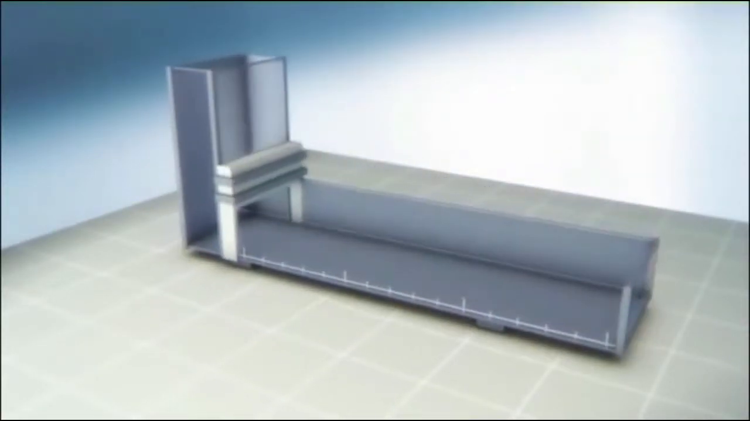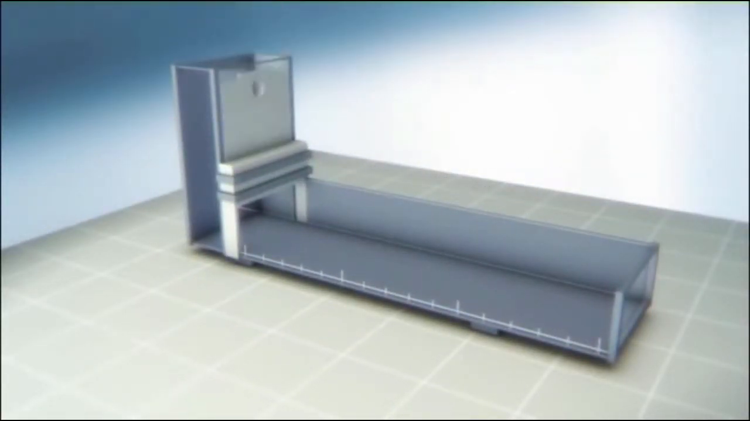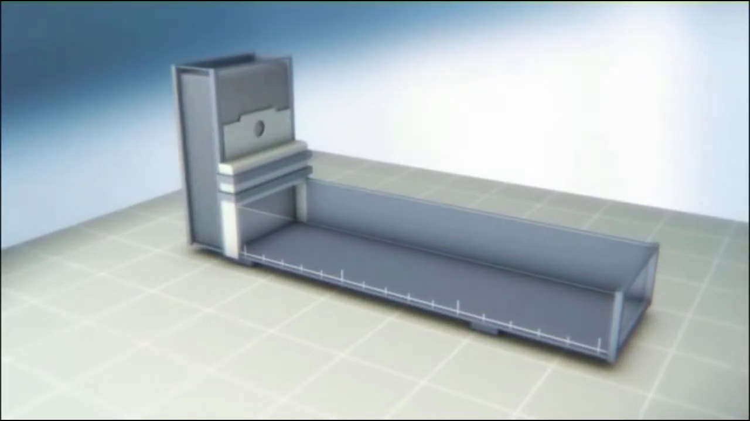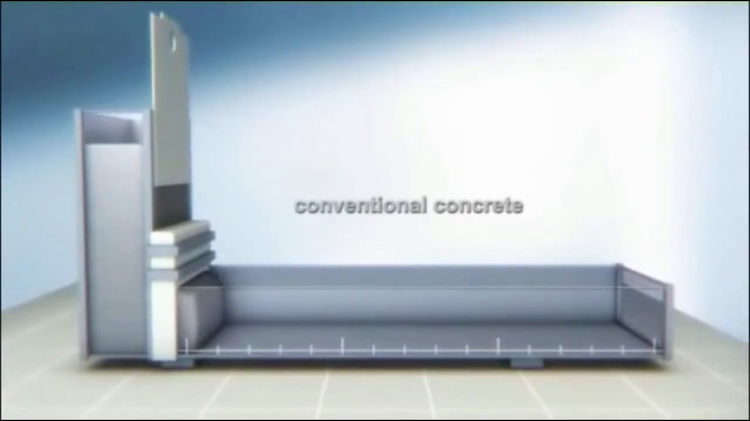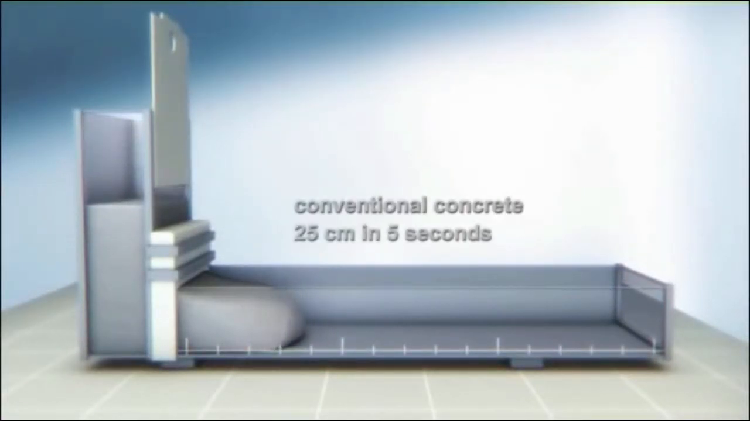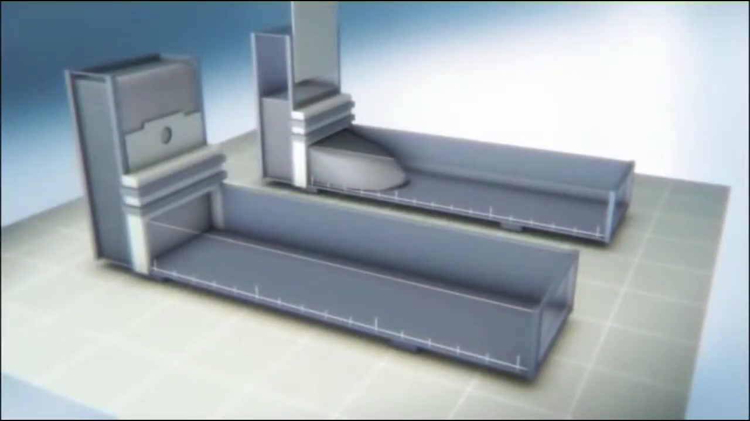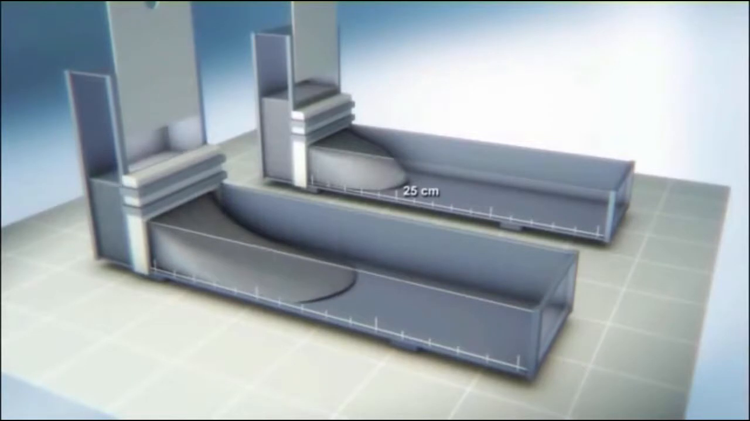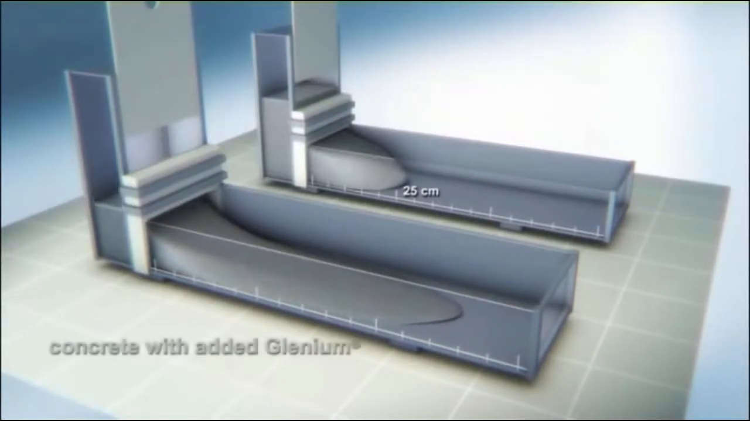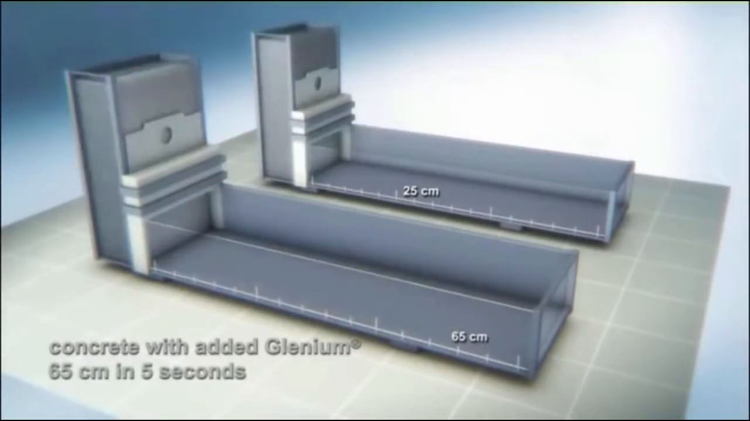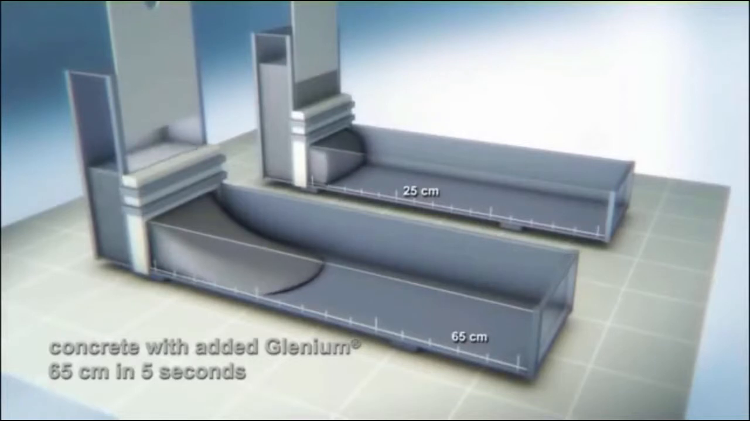A pilot plant comparative study between conventional concrete and concrete with added glenium, but with the same water content and mixing ratio, clearly shows the difference. With conventional concrete, the flow process already stops after 5 seconds and after a distance of about 25 centimeters. Concrete to which the superplasticizer glenium was added flows much faster, and the distance traveled over the same period is about 65 centimeters.